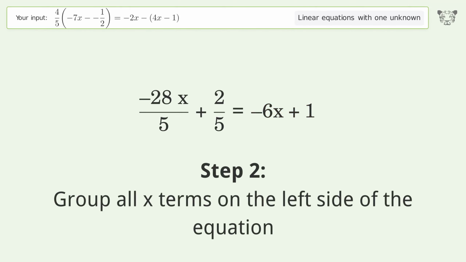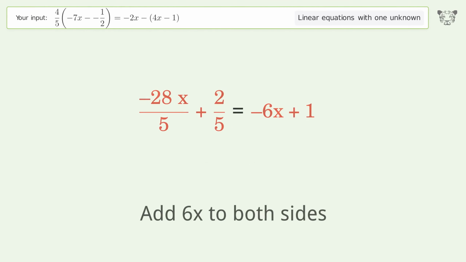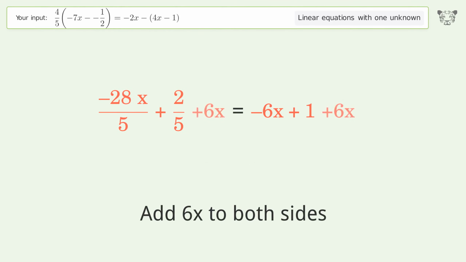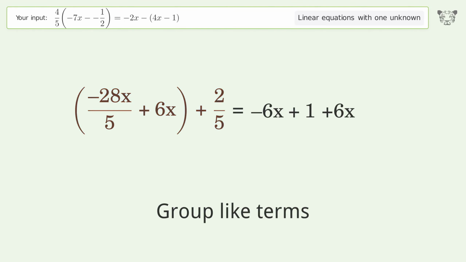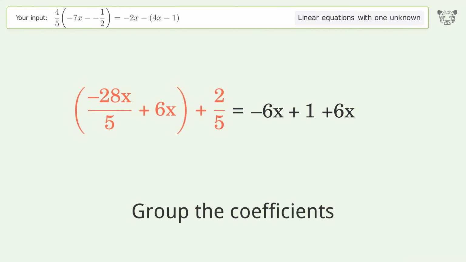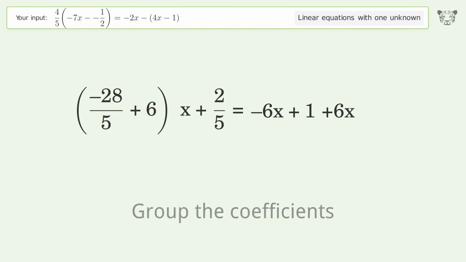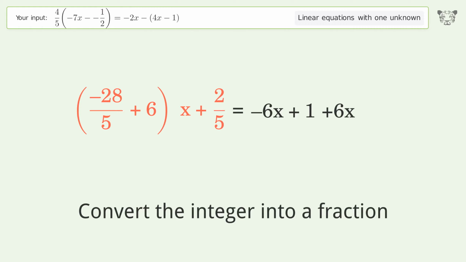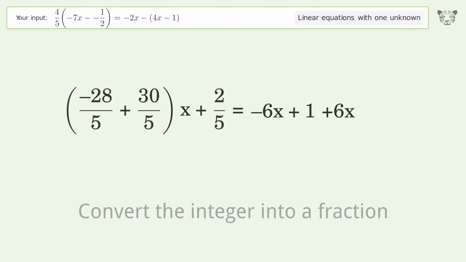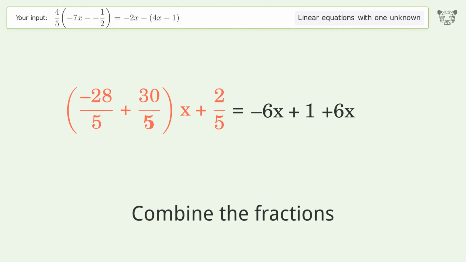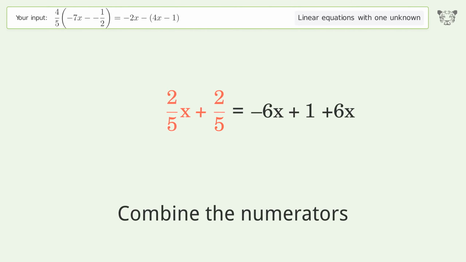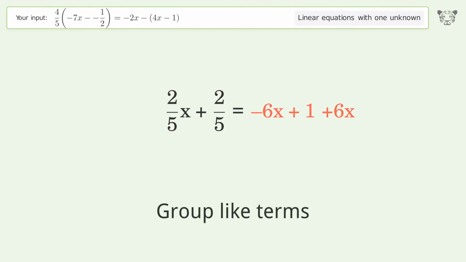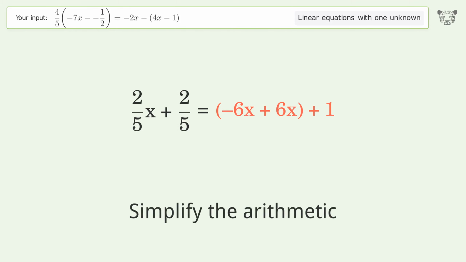Group all x terms on the left side of the equation. Add 6x to both sides. Group like terms. Group the coefficients. Convert the integer into a fraction. Combine the fractions. Combine the numerators. Group like terms. Simplify the arithmetic.